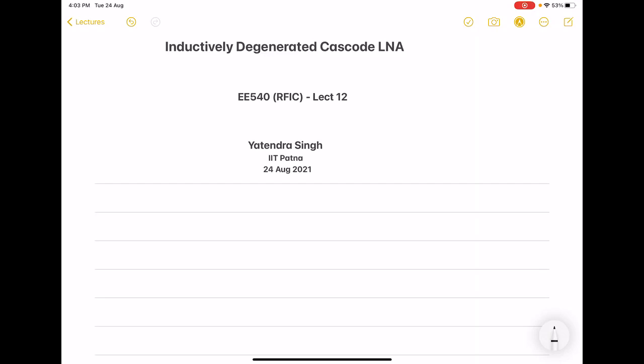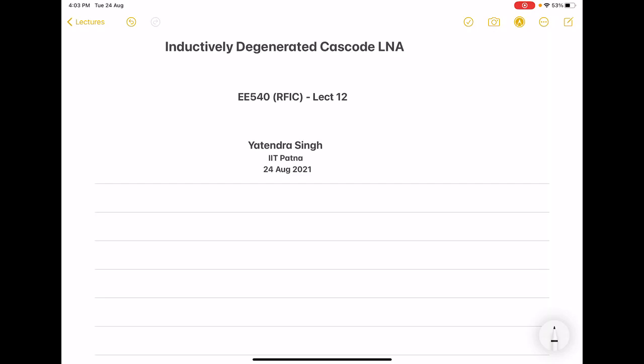We are quite familiar with the Cascode structure, which has higher gain compared with a common source, and it has better reverse isolation. That means any signal entering into the amplifier from the output side will have difficulty in reaching the input side.